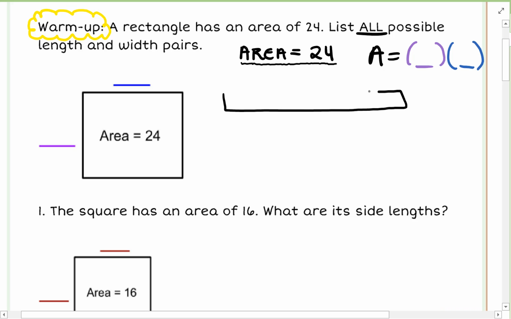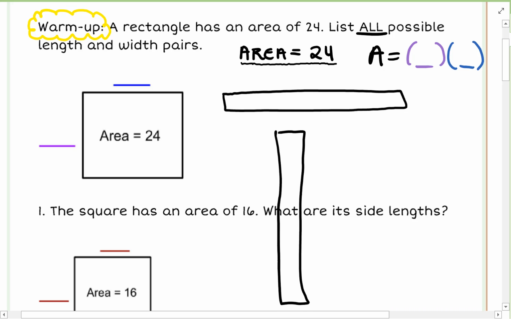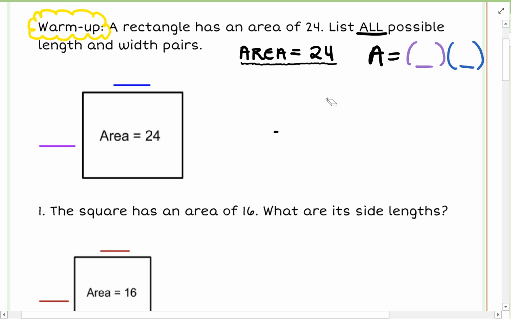It could have a really long length and a short width, or a long width and a short length. Or it could look longer than it does now. We want to list all possible length and width pairs. I like to begin with the number 1. I know 1 goes into everything, so it's always going to be involved in a possible length width pair. 1 can definitely be my length or my width.